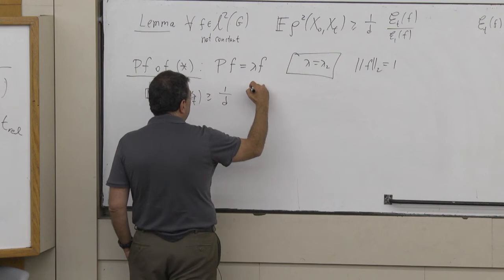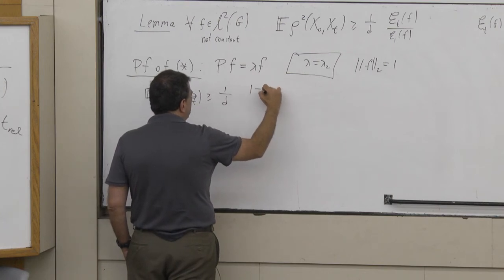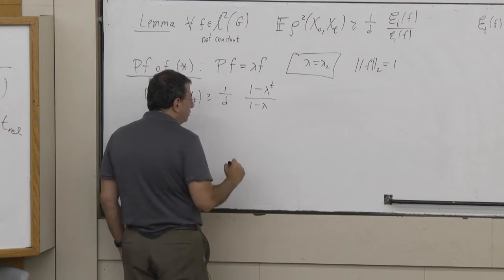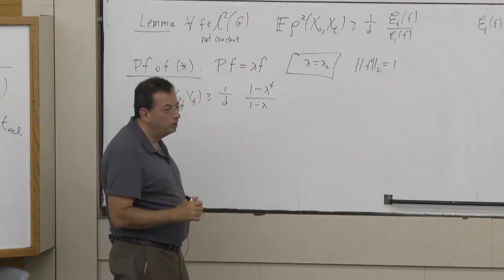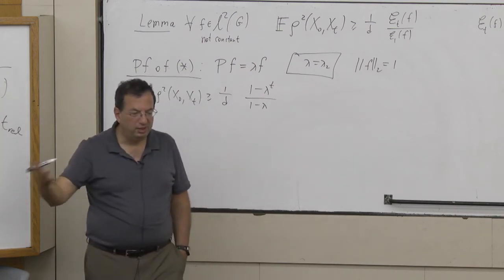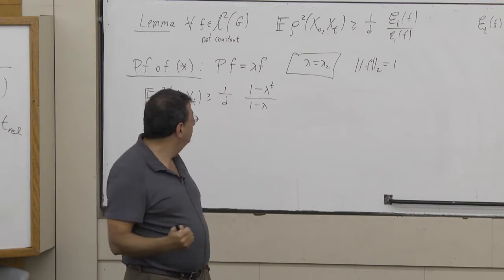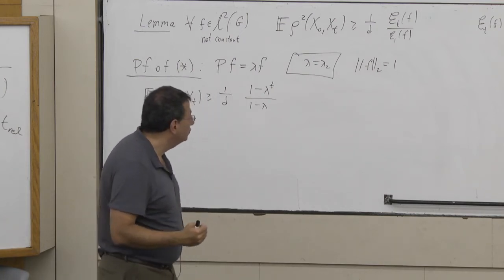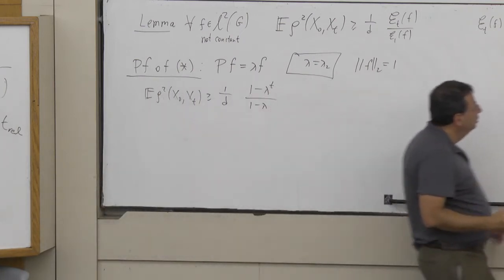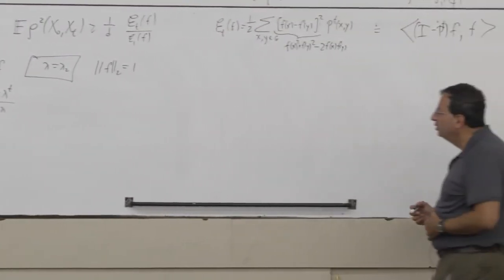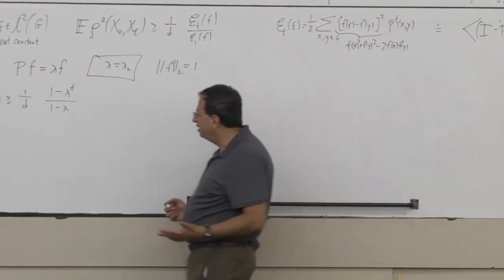It's (1 minus lambda) to the t over 1 minus lambda. Right? So it's very easy to take P to the t and apply it to f when f is an eigenfunction. And again, f was normalized to 1, or in any case it normalizes in the top and the bottom. So we just get this explicit expression.